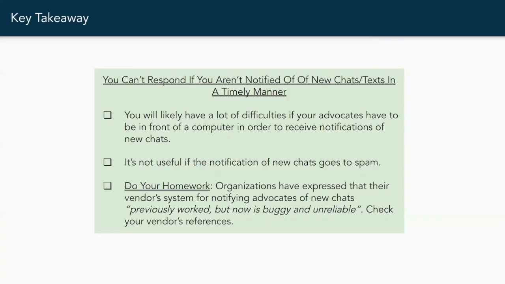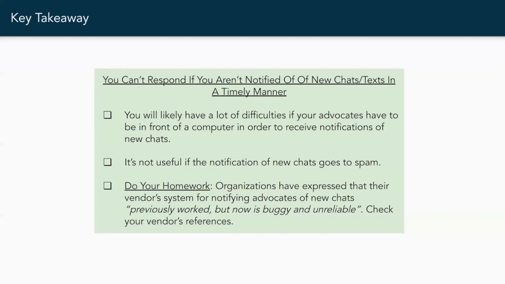Okay, so the takeaway here is really just that if you aren't notified about new chats and texts in a timely manner, you can't really respond. You'll likely have a lot of difficulties if your advocates have to be in front of a computer in order to receive notifications of new chats, especially if you are operating a 24-hour chat or text line. And if the notifications of new chats or texts end up going to spam, they're not super usable.